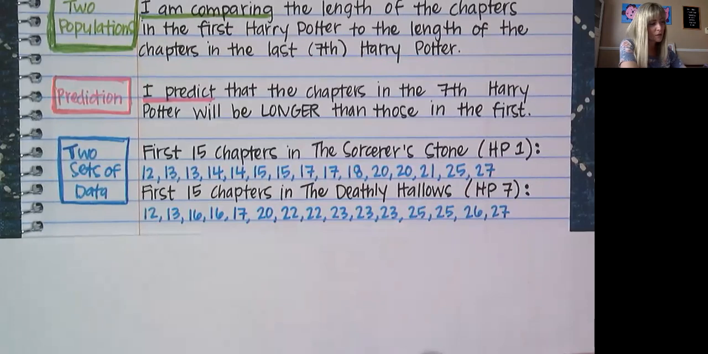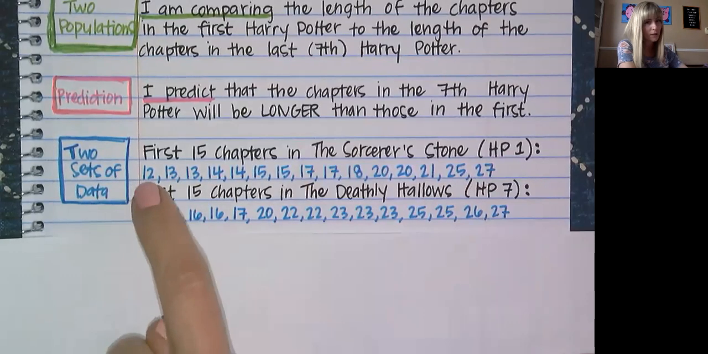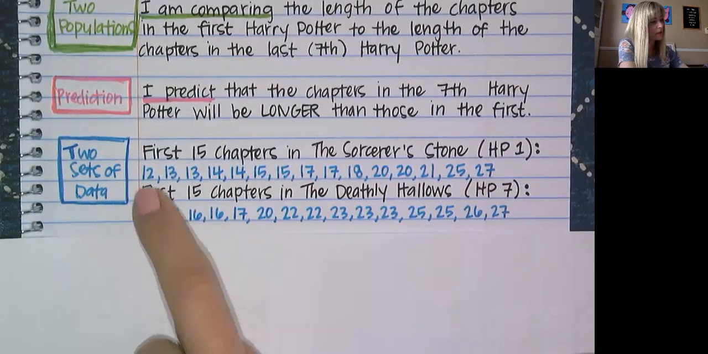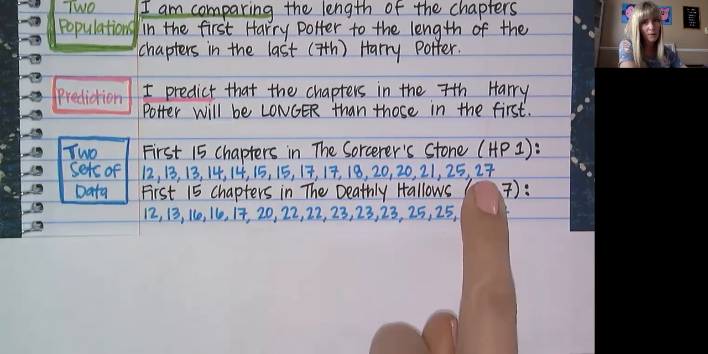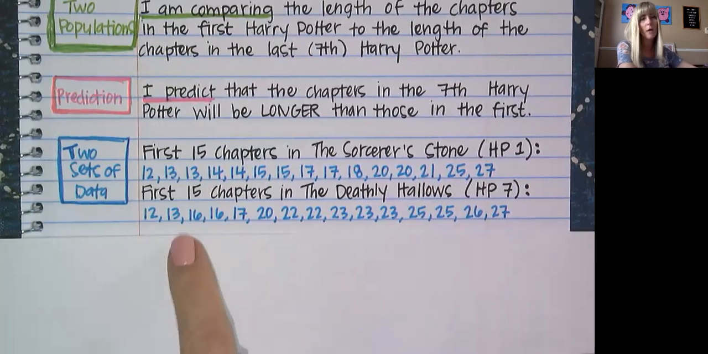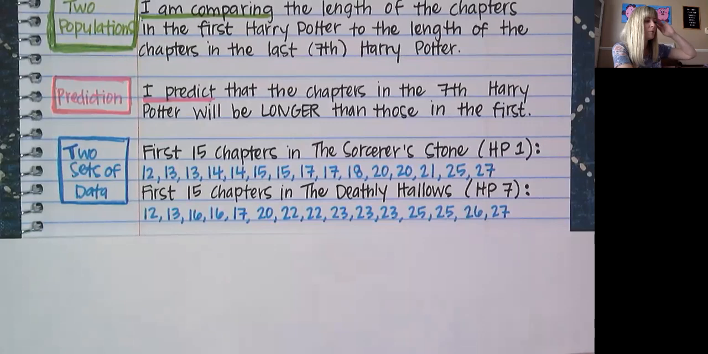So within the first 15 chapters of Harry Potter 1, the smallest chapter, the shortest chapter was 12 pages and the longest chapter was 27. So this blue list of numbers right here is the first 15 chapters, how long they are in pages of Harry Potter 1. This is the first 15 chapters of Harry Potter 7, The Deathly Hallows. Again, not in order of the chapters, in order of their numerical value. Okay, so you got two populations. What are you comparing? Make your prediction, and then you actually gather your data. When you do this on your own, yours will be something different, but this is mine. So everybody write this down on page 9.